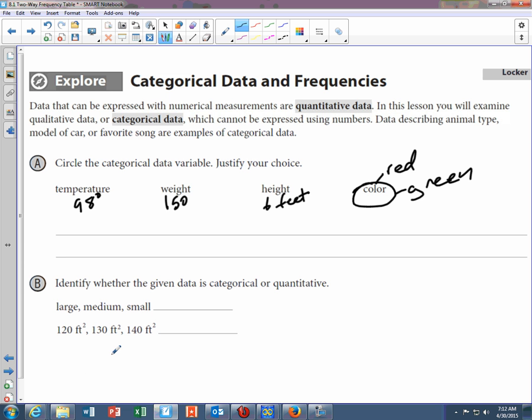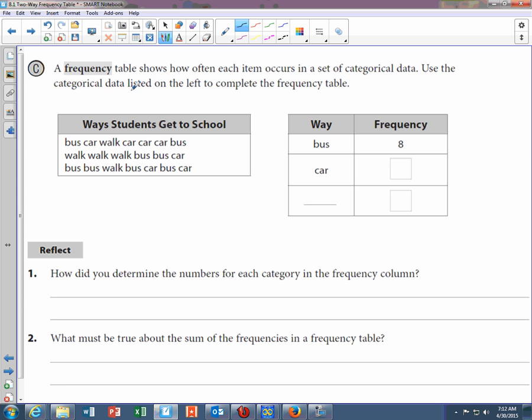All right, hopefully you chose the right ones. Large, medium, small. Those aren't number responses, so that is categorical. I just wrote a C for categorical. And 120, 130, 140, well, those are numbers, so that is quantitative. So hopefully that's starting to make sense. Again, today's lesson is going to concentrate on categorical data, so let's take a look at one way that we summarize those. And one way that we summarize them is called a frequency table.